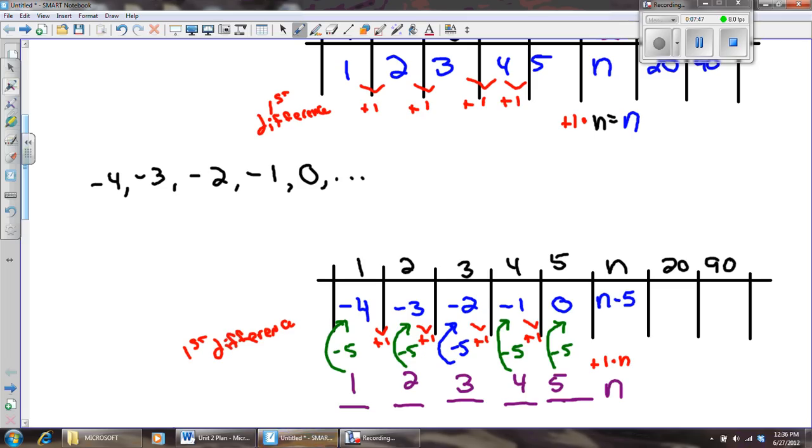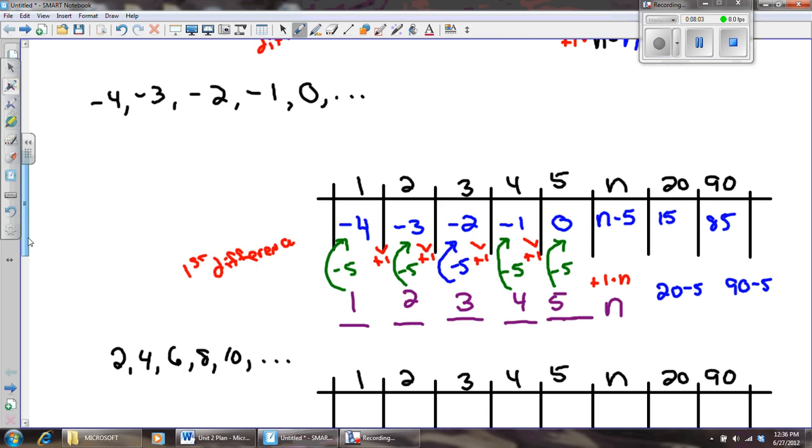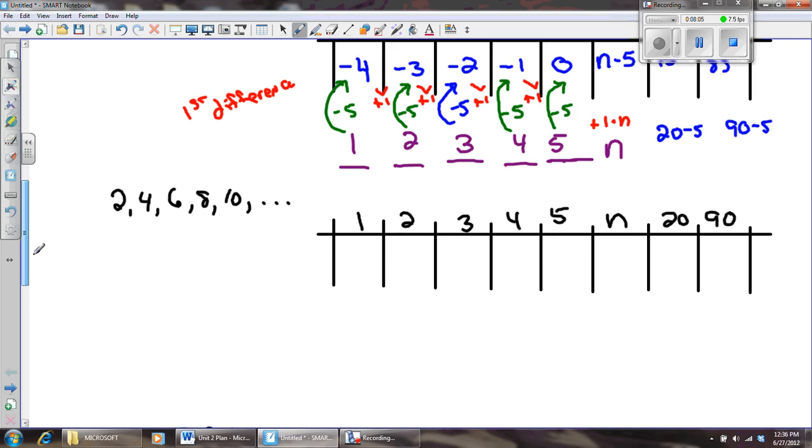So to get the 20th term, I'm going to do 20 minus 5, which is 15. To get the 90th term, I'll do 90 minus 5, which is 85. All right, now the difference isn't always going to be +1. Let's look at this one.